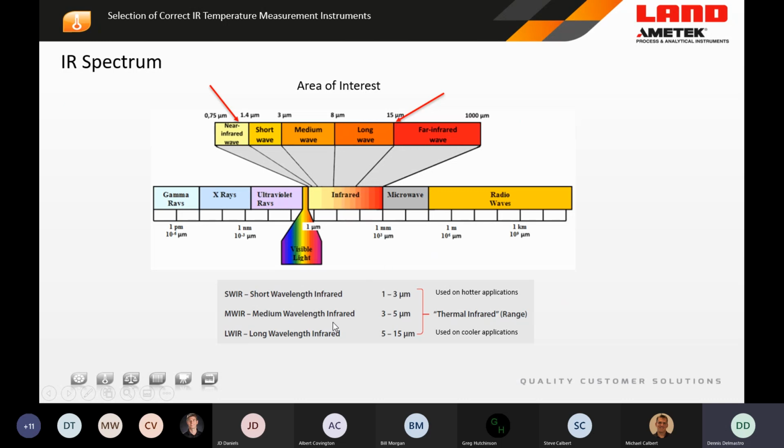The area of interest for the IR spectrum tends to be about 1 to 15 microns. In the industry, we have that divided into three general areas: short wavelength is about 1 to 3, mid wavelength 3 to 5, and long wavelength 5 to 15. If you remember that graph on the previous slide, as you're moving towards hotter and hotter objects, the wavelength where they're emitting energy is shorter and shorter. So for very hot applications, you tend to use very short wavelength. For cooler applications, I'm talking about 100 F and up, you have to use long wavelength instrumentation in order to read.